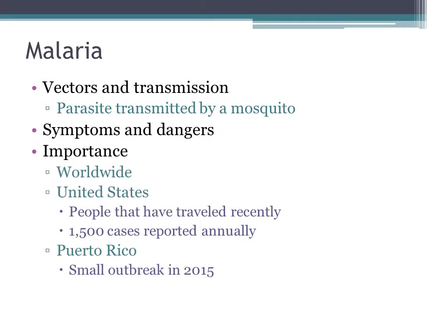In the United States, cases of malaria appear mostly in people that have traveled recently to places such as Africa and other continents. In the United States, about 1,500 cases of this disease are reported each year. In 2015, the local newspaper El Nuevo Dia reported that Puerto Rico went under surveillance of a small malaria outbreak, but not many cases have been reported in the island.